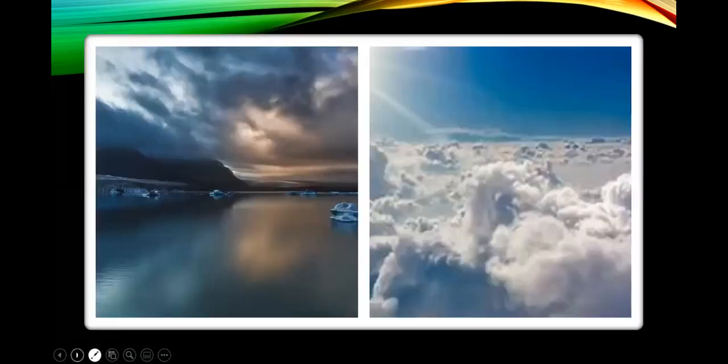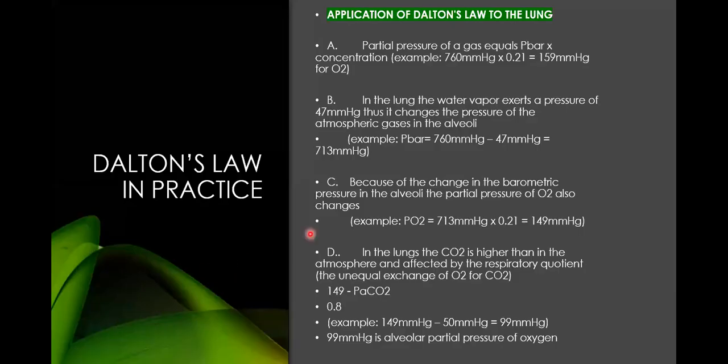Just a picture of the atmosphere here. All right, application of Dalton's law to the lung. Now this is getting ready to show you the breakdown of the alveolar air equation. Thank God we've already learned the alveolar air equation, but this is a breakdown, okay? So this is just helping you understand it a little bit better.